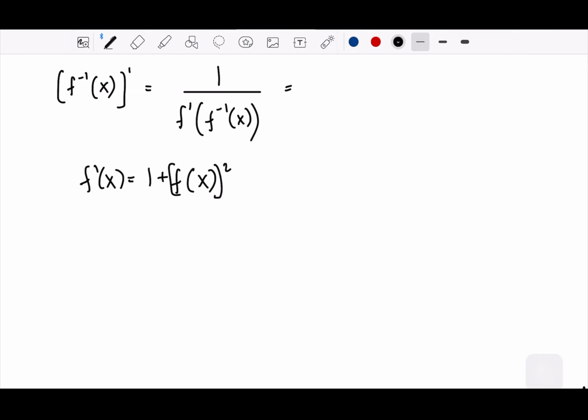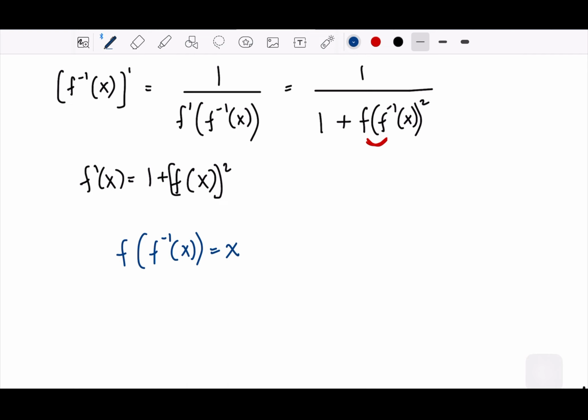So we could take this f inverse to become 1 plus f of f inverse, and then squared. And f of f inverse x is just x. So we have cancellations here. In inverse, remember that f of f inverse x is just x. So we could have this become 1 over 1 plus x squared. Okay, that's for number D.